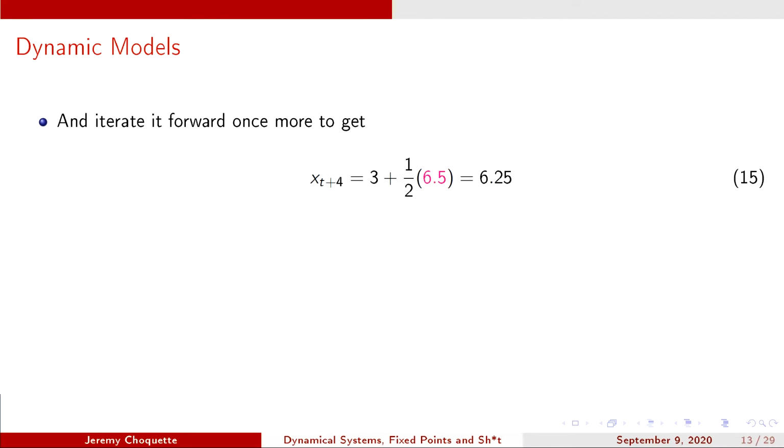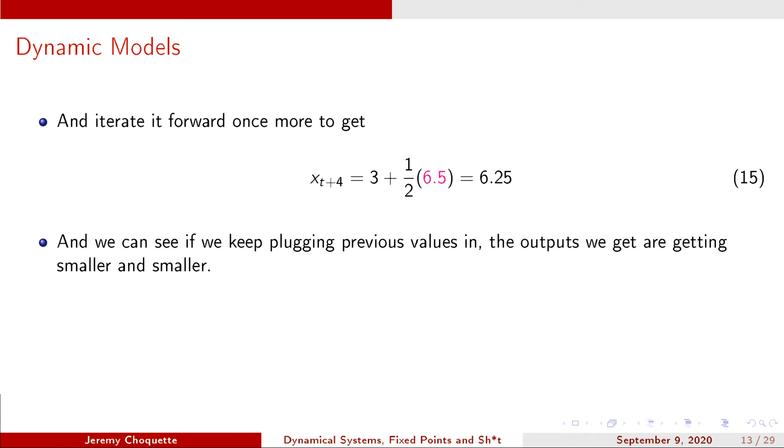If I iterate it forward once more, I would get x_{t+4} = 3 + 1/2 times 6.5, which is equal to 6.25. And if we keep plugging these previous values in, so the output of, say, x_{t+1} = 3 + 1/2 x_t, that output becomes the input in x_{t+2} = 3 + 1/2 times x_{t+1}.